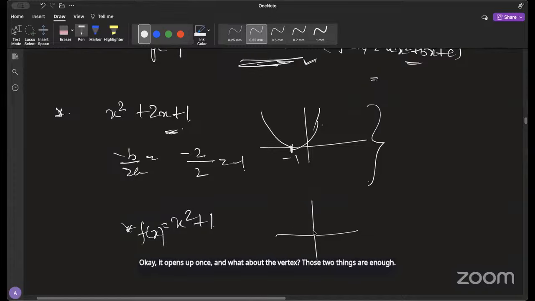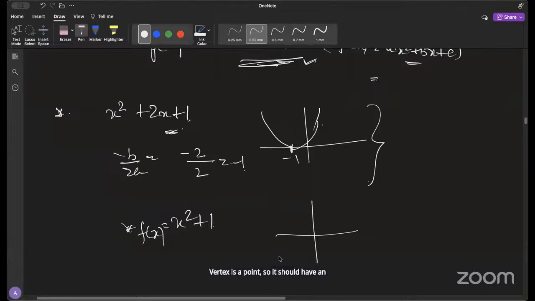Vertex is 0, opens upward. Vertex is a point, so it should have an x coordinate and a y coordinate. X is 0, right? What's y? Y is 1. So it's the point (0, 1), and it opens upwards.